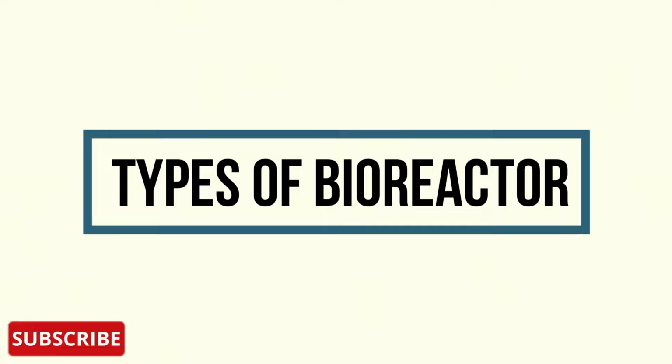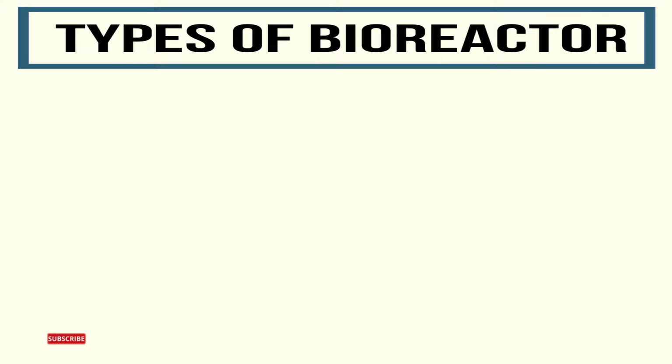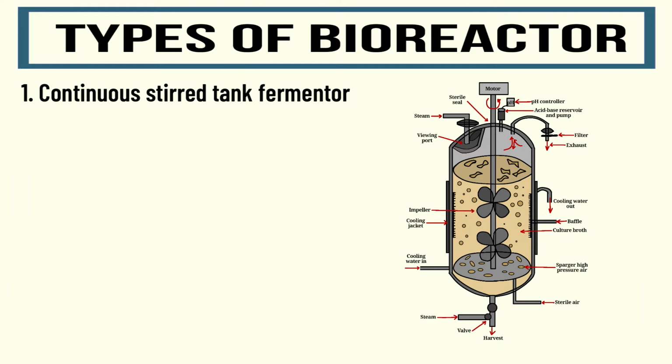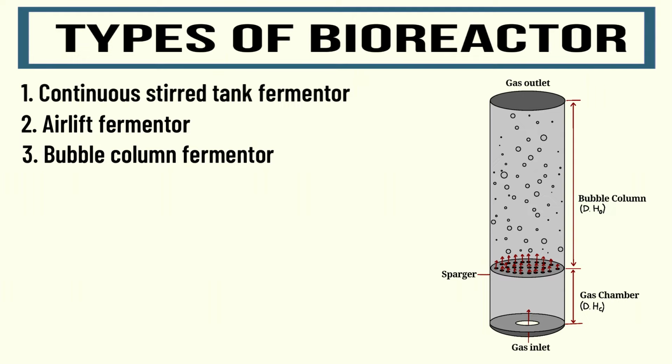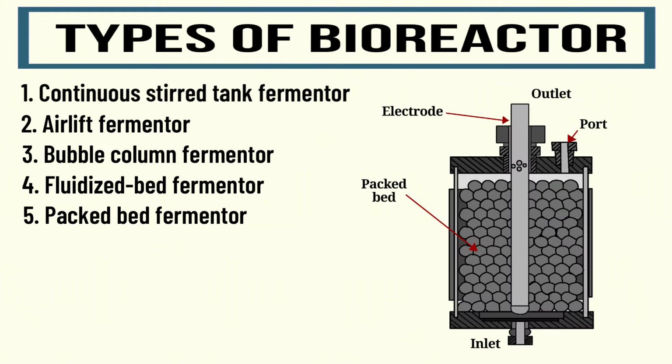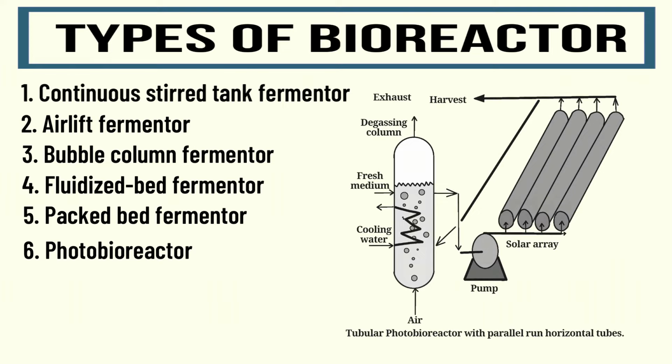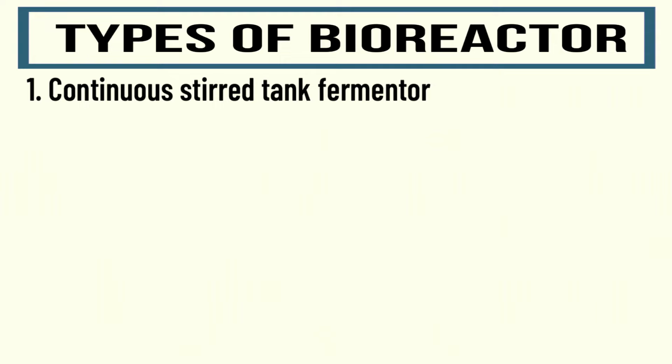Types of bioreactor. The types of bioreactors or fermentators frequently used in industries are: number 1, continuous stirred tank fermenter. Number 2, airlift fermenter. Number 3, bubble column fermenter. Number 4, fluidized bed fermenter. Number 5, packed bed fermenter. Number 6, photobioreactor. And number 7, membrane bioreactor. Let's start with the first one, continuous stirred tank fermenter.